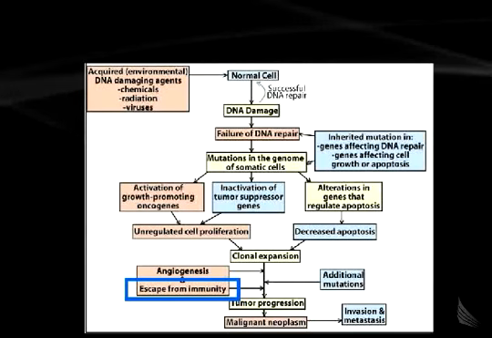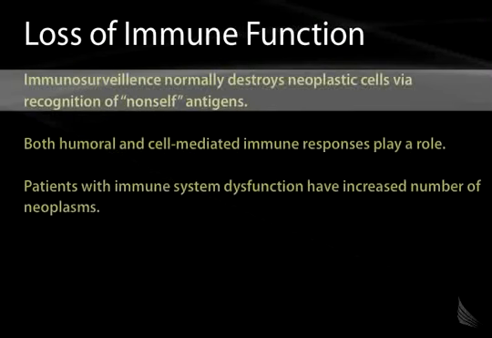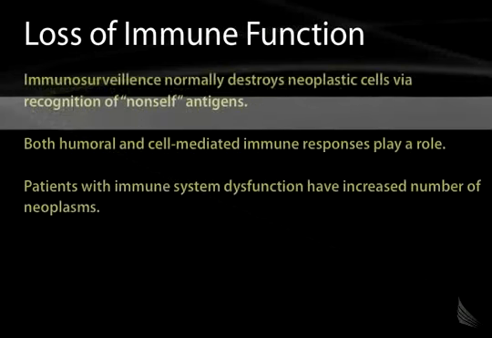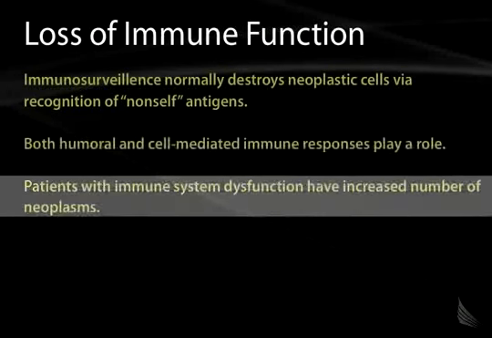Now, the body always has a constant outlook for cells that have developed a cancer phenotype, and thus one of the things that must also occur is a loss of immune function. Immunosurveillance normally destroys neoplastic cells via recognition of non-self antigens. Humoral and cell-mediated immune responses both play a role. Thus, patients with immune system dysfunction are going to have an increased number of neoplasms.